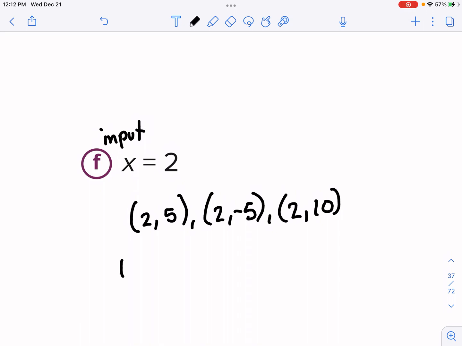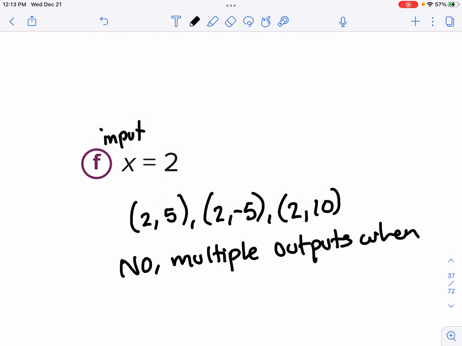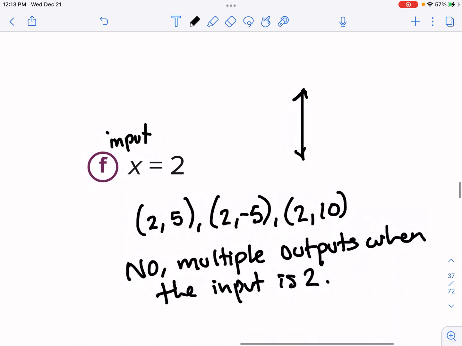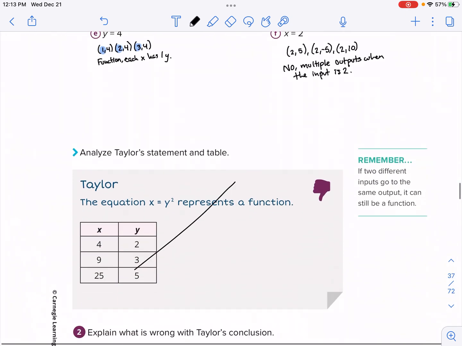But this means this is not a function. I'll put no. We have multiple outputs when the input is 2. And you can try to graph this. You can put this into a graphing calculator. X equal to 2 is a vertical line, and as we know, anything that's vertical cannot pass the vertical line test. Okay. All right, and we're going to forego this example.